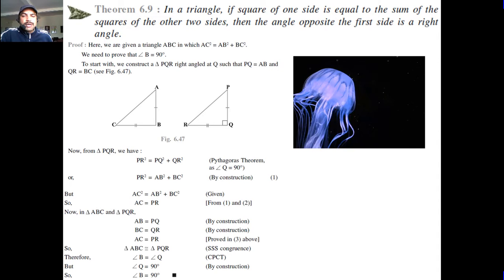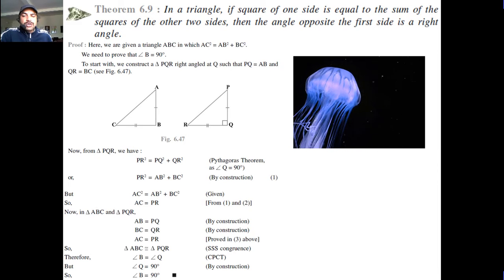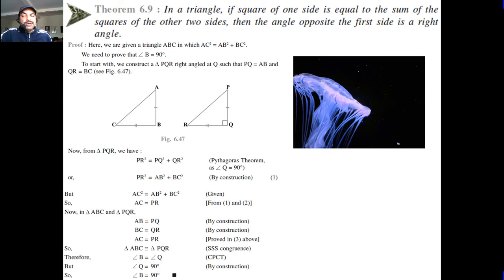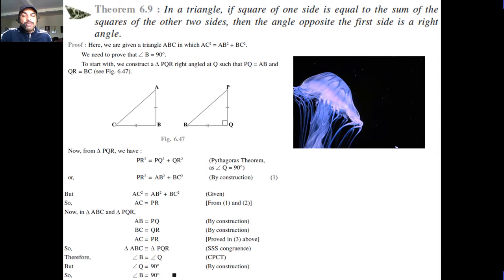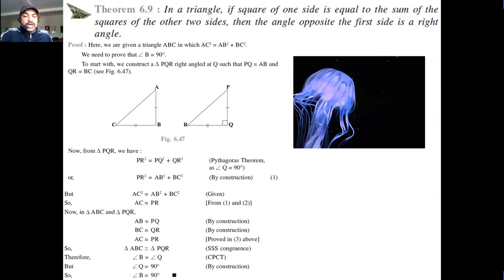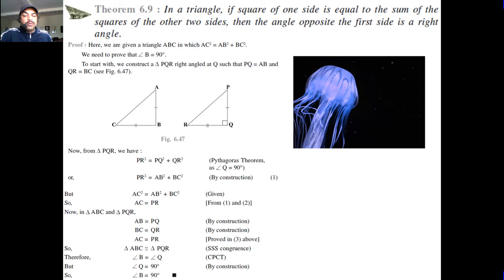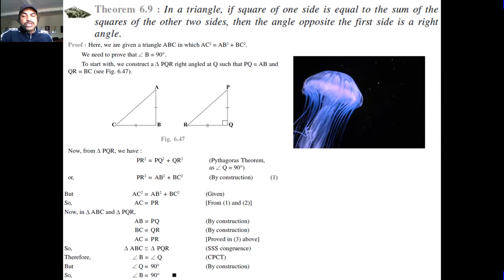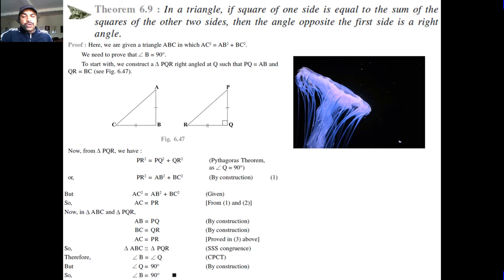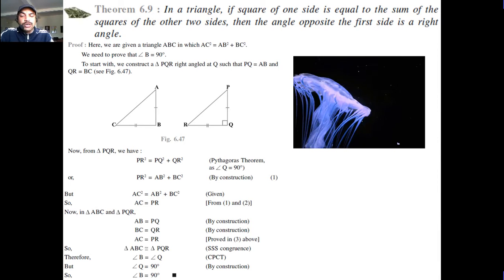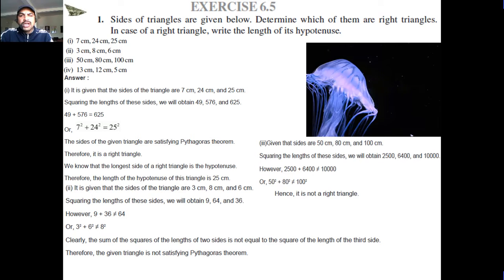So PR square is equal to AB square plus BC square by construction, equation number first. But AC square is equal to AB square plus BC square, given. So AC is equal to PR from first and second. Now in triangles ABC and PQR, AB is equal to PQ by construction, BC is equal to QR by construction, AC is equal to PR, proved in third. Above, we prove triangle ABC is congruent to triangle PQR by congruency. Angle B is equal to angle Q. Angle Q is equal to 90. So angle B is equal to 90 by CPCT.